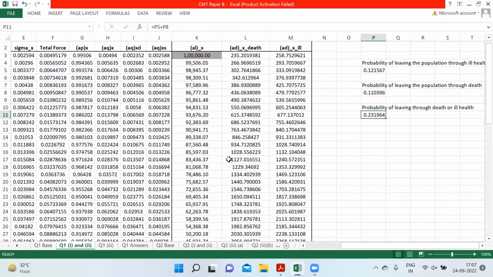Or we could have summed the entire thing together and divided it together. The number of people leaving due to ill health plus number of people dying, divided by the number of people alive at age 65, will give me this entire probability.